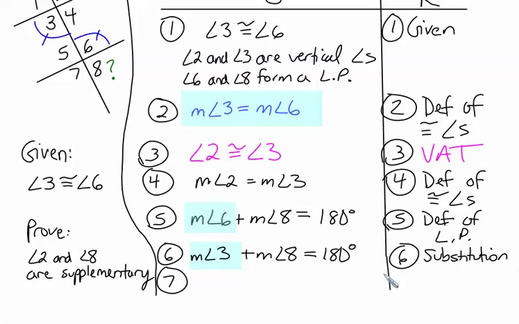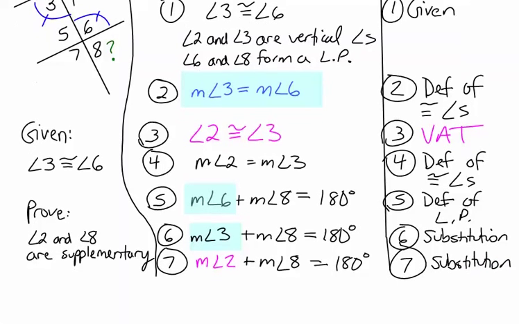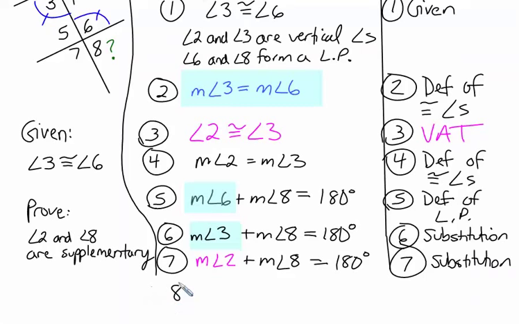Now step number 7. Keep an eye on where you want to end up. That's always important. If you don't know where you're going, you'll get lost. And what we know from earlier in our proof is the fact that the measure of angle 2 is equal to the measure of angle 3. So we can replace the measure of angle 3 with the measure of angle 2, and then we will have that the measure of angle 2 plus the angle 8 in measure equals 180 degrees. That again was substitution. One more step and then we're done.